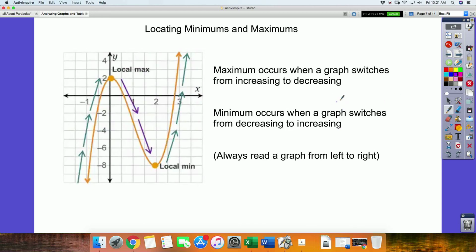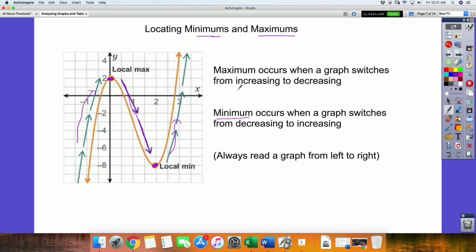Now we use increasing or decreasing to help us find our minimums and our maximums. A maximum is going to occur whenever we're increasing on our roller coaster, or going up, so over here, and then we go down. That is a maximum point right there, because at that time we can't go any higher. Then a minimum is going to occur when we go down and then suddenly go up, because at that point we're not going to go any further down because now they're going to shoot us up.